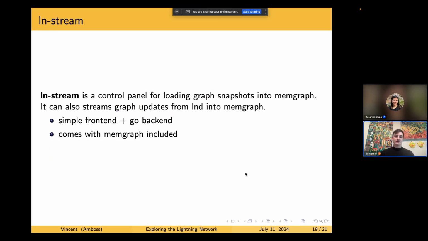So EllenStream is a project I wrote, and it's a control panel for loading graph snapshots into Memgraph. There's some code in it that's since been commented out, but it can also stream graph updates from the Lightning Network into Memgraph so that you can have a real-time view of the network based off the network gossip. There's two parts to it. The first part is a simple front end, and then a Go back end that does most of the work, and then it comes with Memgraph included in the Dockerfile. So almost everything is set up from the get-go.